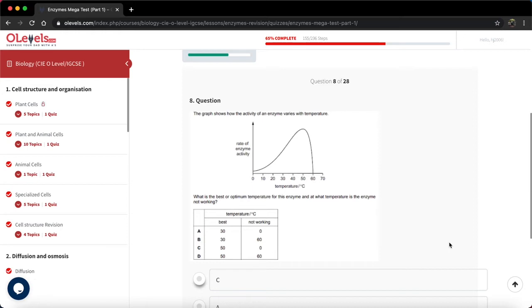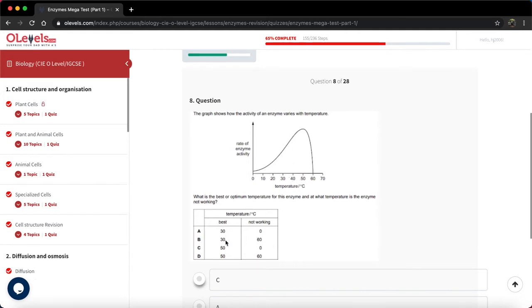Now next, the graph shows how the activity of enzymes varies with temperature. What is the best or optimum temperature for this enzyme, and at what temperature is the enzyme not working? Okay, what is the best temperature? How can you get to know about it? We can just see where there is the highest rate of enzyme activity, means there it is working the best. So we can just move down and see what's the temperature here. It's 50 degrees Celsius. So at 50 degrees Celsius, the enzyme activity is the best, the highest.